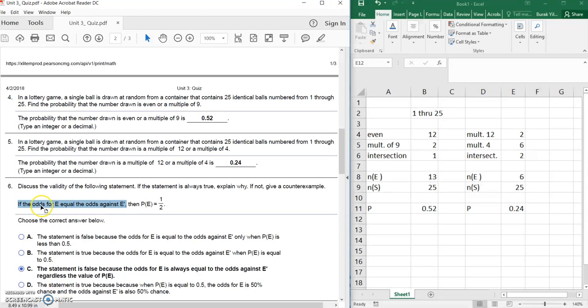If it said the odds for E equal the odds against E, not E prime, then this would have been true. The probability, because it's a 50-50 situation, would have to be 1/2. So that's why this is a trick. The odds for E is always equal to the odds against E prime. So we say the statement is false because it doesn't have to be this probability. Odds for E is always equal to the odds against E prime, regardless of the value. So you would pick that one.